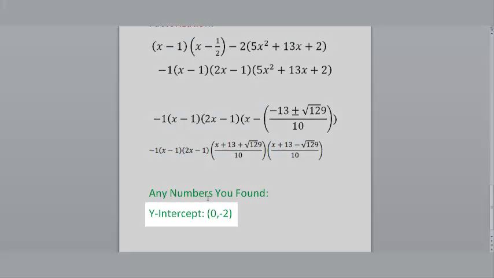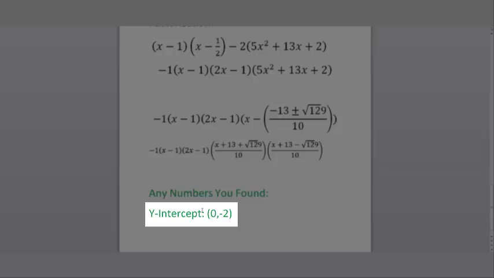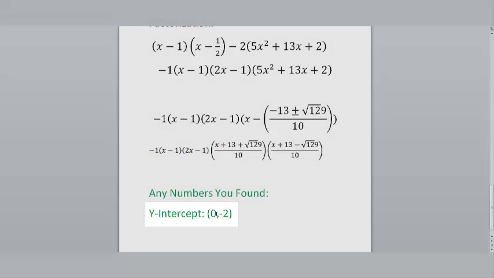We can really only say we found our y-intercept, because we substituted all of our x's as zeros and found that the y-intercept is negative 2.